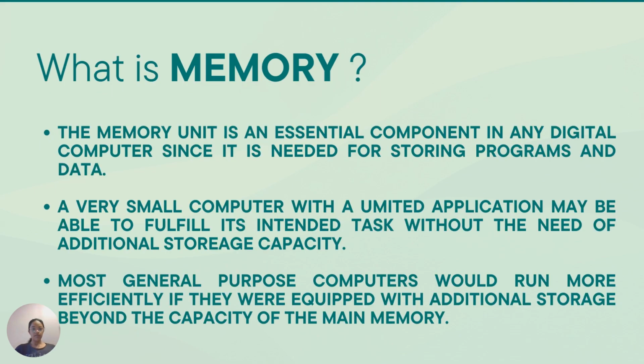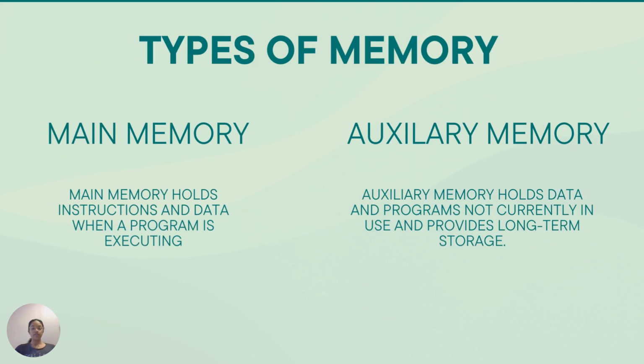So, first we'll see what is memory. The memory unit is an essential component in any digital computer since it is needed for storing programs and data. A very small computer with limited application may be able to fulfill its intended task without the need of additional storage capacity. Most general purpose computers would run efficiently if they were equipped with additional storage beyond the capacity of the main memory. Now we'll see the types of memory.